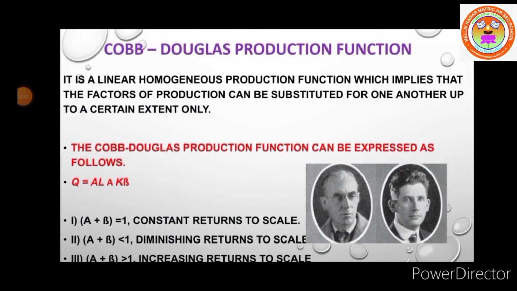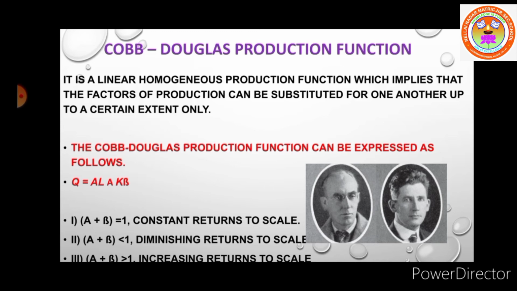Next, let us see the Cobb-Douglas production function. The Cobb-Douglas production function was developed by Charles W. Cobb and Paul H. Douglas based on their empirical study of American manufacturing industry. It is a linear homogeneous production function. Linear homogeneous production function means the factors of production, labor and capital, can be substituted for one another up to a certain extent only.